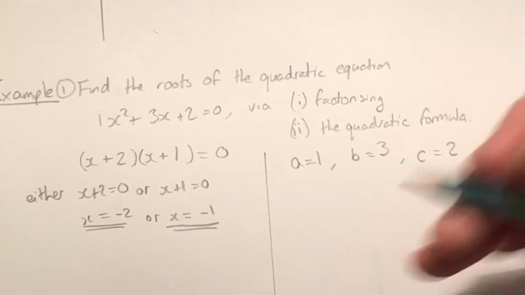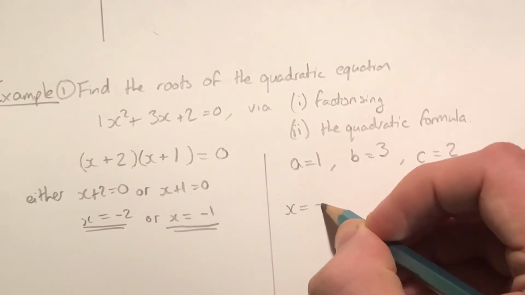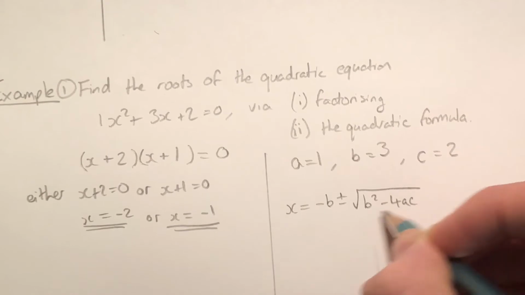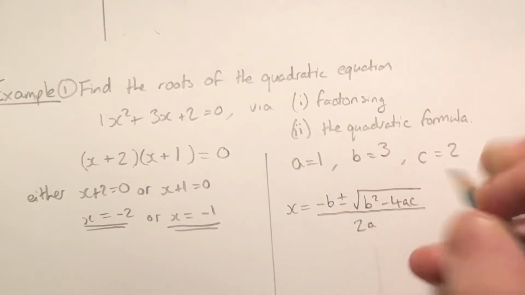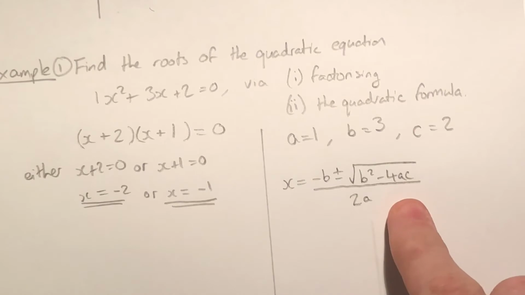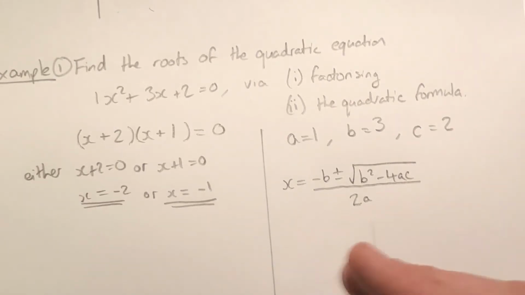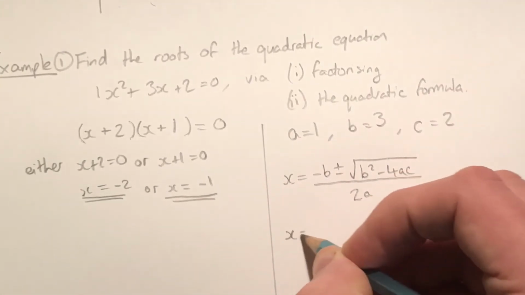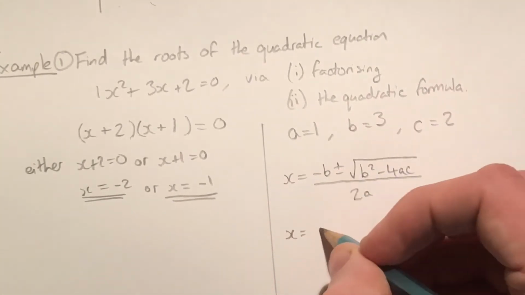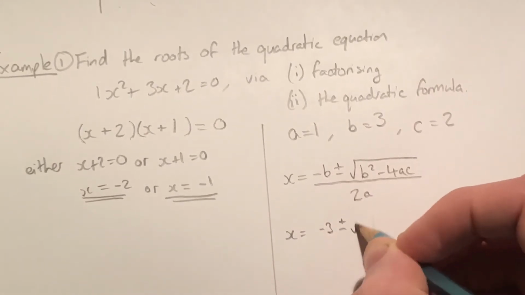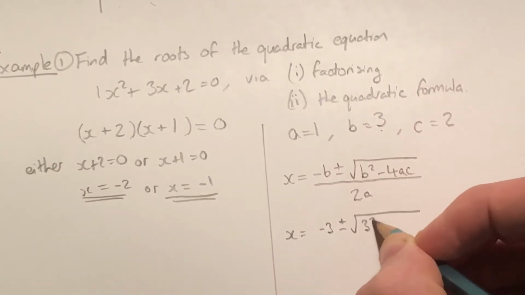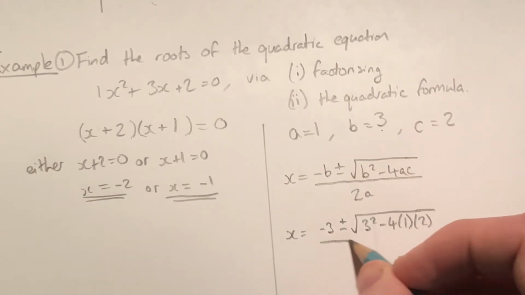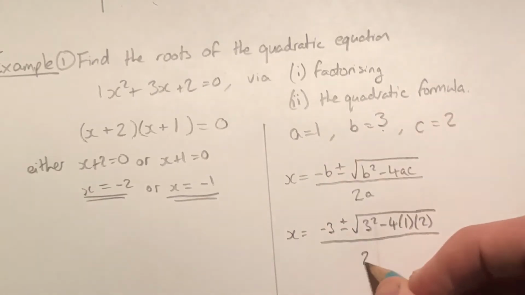From here, we write our formula out. x is equal to negative b plus or minus the square root of b squared minus 4ac all over 2a. And with lots of practice, you won't even need this to be on any formula sheet. You'll end up just being able to write this straight from memory. But x is equal to, so b is 3, so this is going to become minus 3 plus or minus the square root of 3 squared minus 4 times 1 times 2, all over 2 times 1.